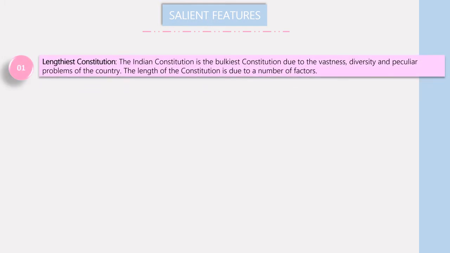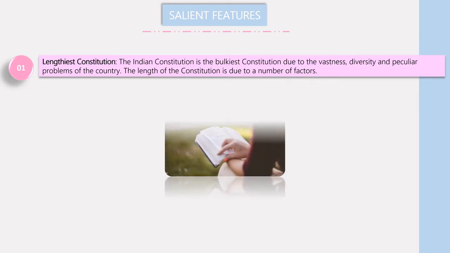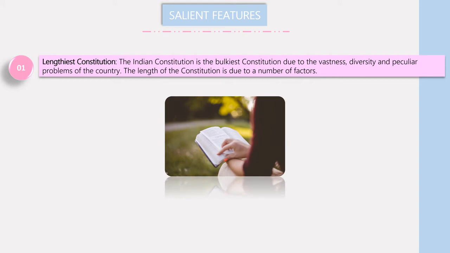Salient features. First one, Lengthiest Constitution. The Indian Constitution is a lengthy and elaborate document. In its original form, it contained 395 articles and 8 schedules. The Indian Constitution is the bulkiest constitution. Why? Due to the vastness of the country, its diversity and the peculiar problems it faced.